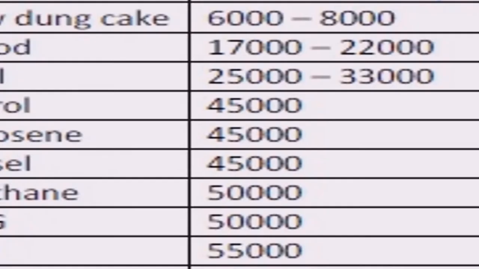Moving on to the next slide, we have a comparison table between fuels and their specific calorific values. At the top of the list we have cow dung cake, and at the bottom we have hydrogen. The lowest value is of cow dung cake, then wood, then coal, then petrol, kerosene, diesel, methane, CNG, LPG, biogas, and the highest is hydrogen, which is 1,50,000.